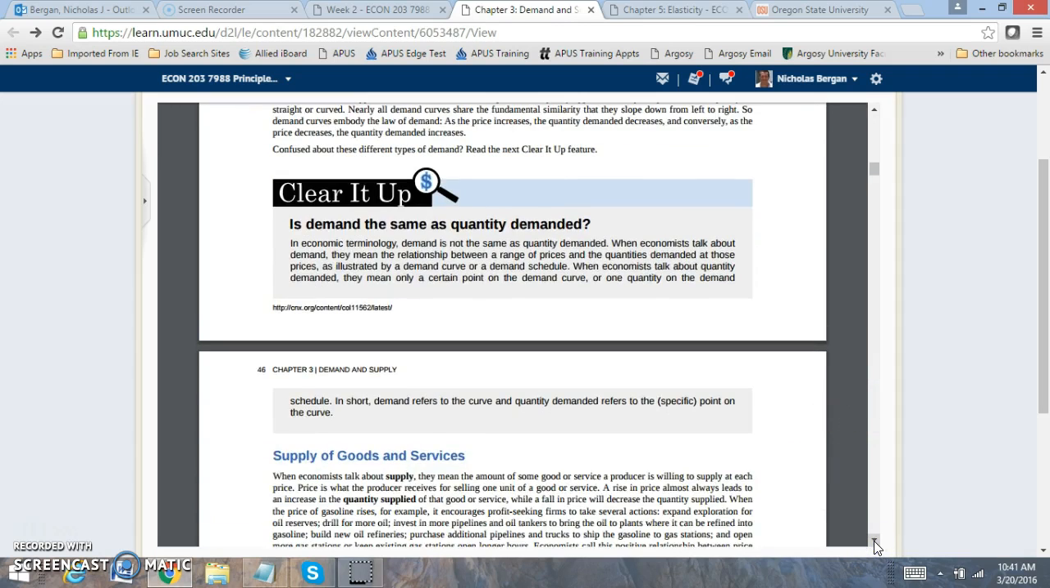Now, one of the resources that I have available for you is the difference between demand and quantity demanded. Whenever we talk about a change in the price of a product, that will be a change in quantity demanded. Whereas when we talk about a change in demand, that will be a shift of the demand curve either to the right or to the left.